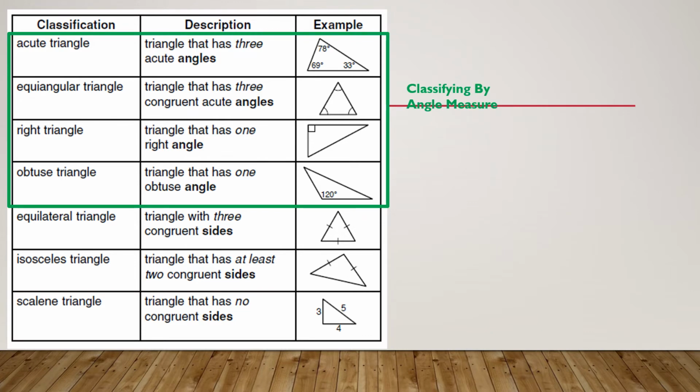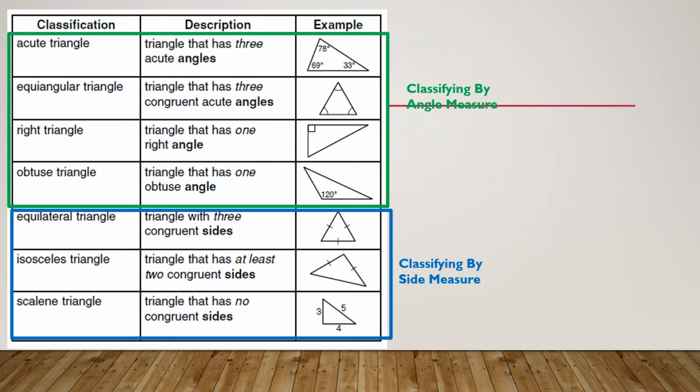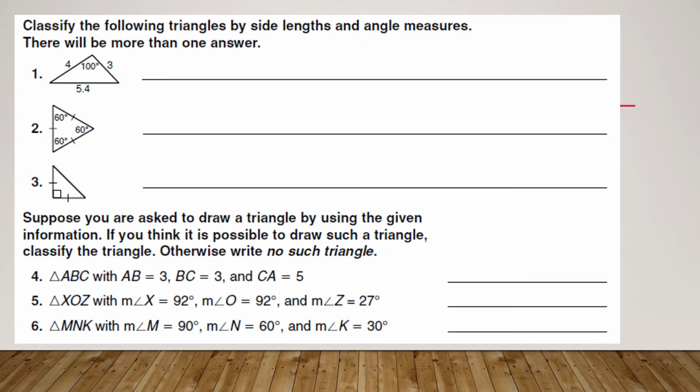Okay, so again, classifying by angle measure is the top group, classifying by side measure or side length is the bottom group. And here's what we would do. Classify the triangles by both side and angle. So if I look at this first one, if I find the angle measure, it's an obtuse triangle because 100 is obtuse. All three sides are different, so it's scalene. And you could either say scalene obtuse or obtuse scalene. It's both the same description.